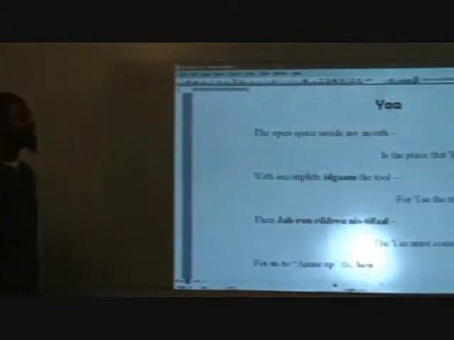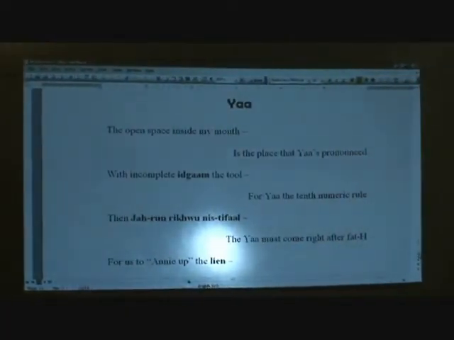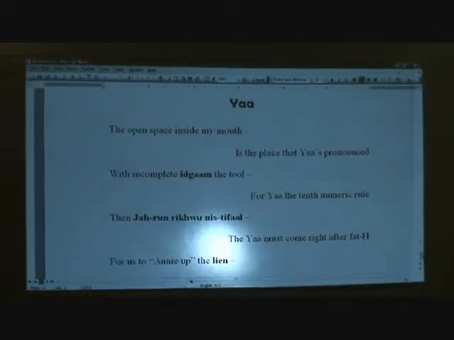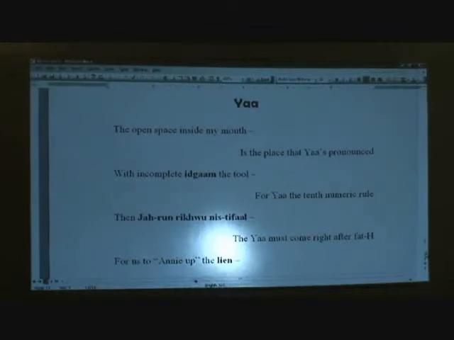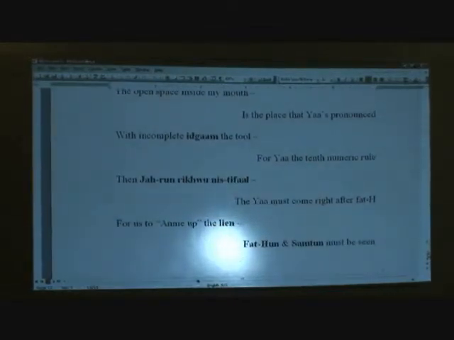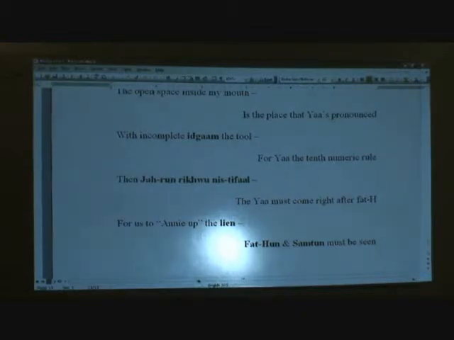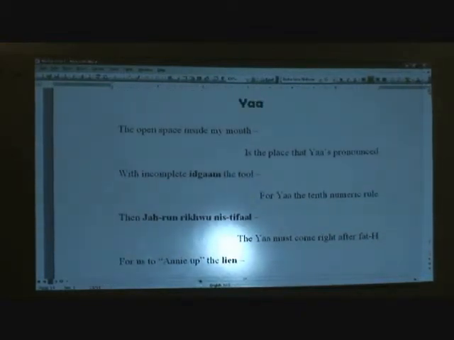The open space inside my mouth is the place that ya is pronounced, with incomplete idgham, the tool for ya, the 10th numeric rule. Then jahrun, ikhwun, istifal: the ya must come right after fat. For us to be able to hear the lean, jahrun and shidda must be, fathun and samtun must be seen. Said jahrun and shidda. Fathun, what does it say? Fathun and samtun must be seen.